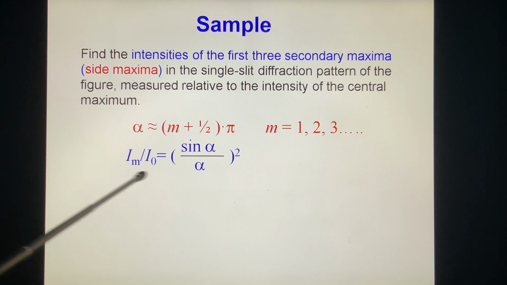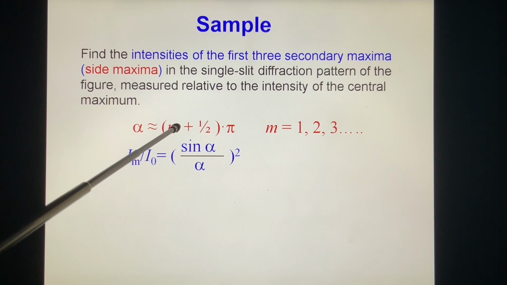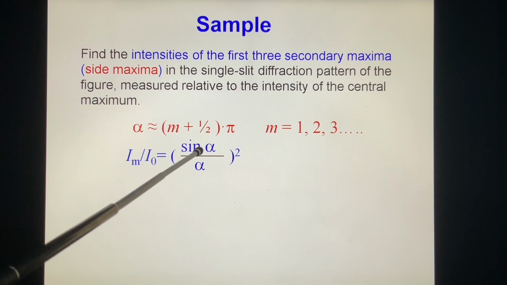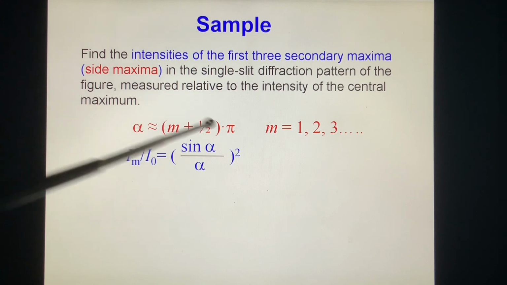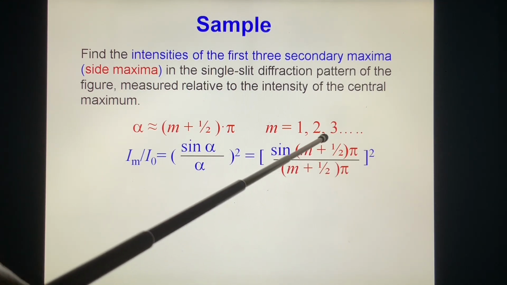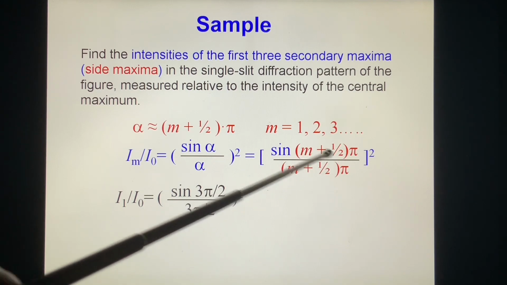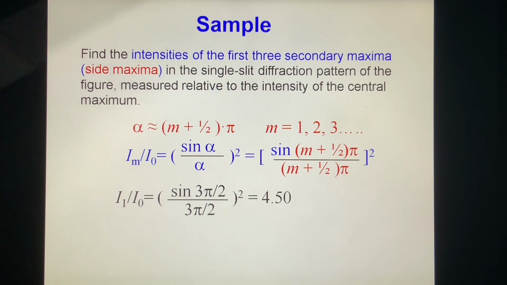So the intensity I m relative to the I central is given by the formula. And this one must be 1, so it will be m plus half pi, you can get the maximum. Now let's see this one. We put m equal to 1, the first maximum, into the formula. So the first maximum relative to the central maximum: 1 plus half, which is 3 over 2 pi, we can get the percentage.